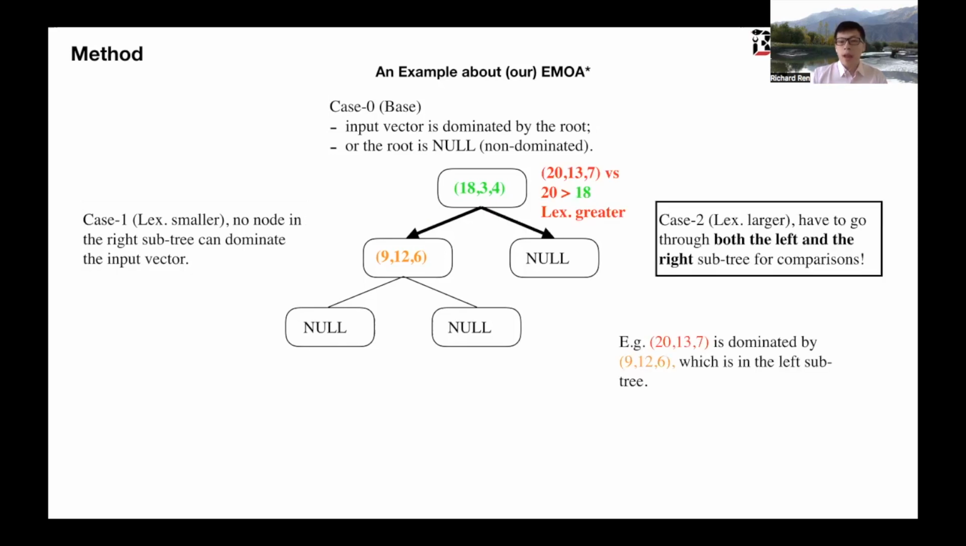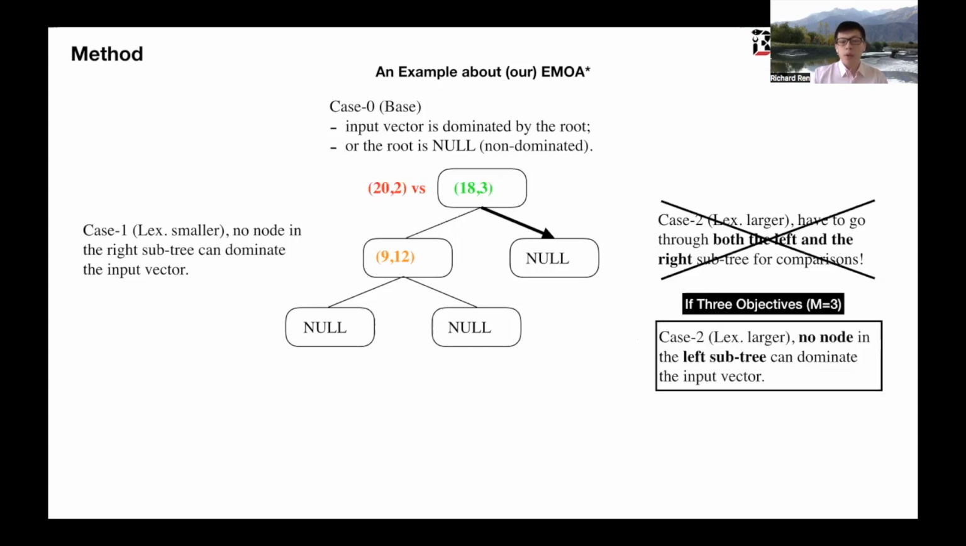Okay, the last case is that the input vector is lex larger than the root. In this case, we have to go through both the left subtree and the right subtree for comparison. As an example, in this case, the input vector 20, 13, 7 is dominated by the orange vector. However, this orange vector is in the left subtree.